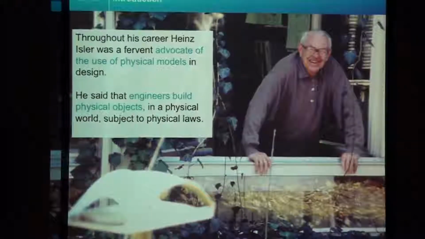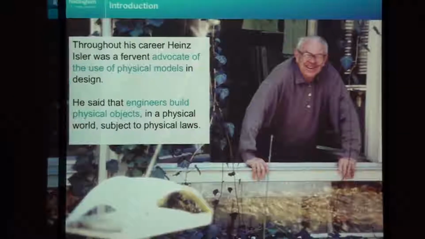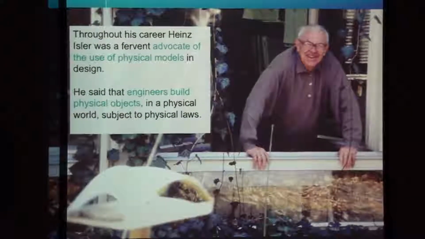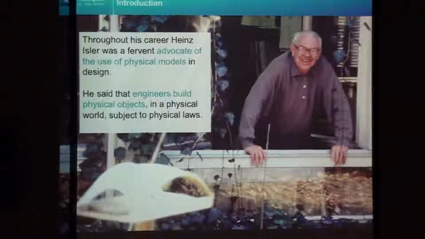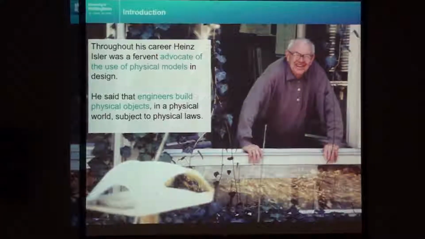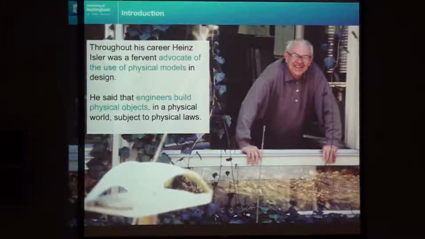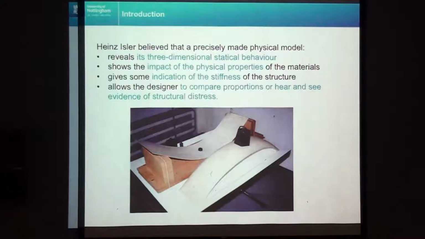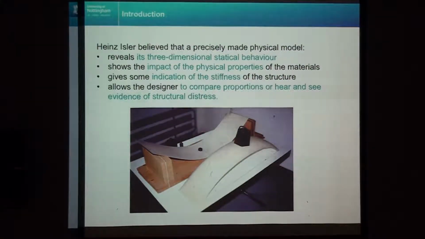Throughout his career, Heinz Isler was a fervent advocate of the use of physical models. He really thought physical models were extremely important. And the reason for that is, he said, engineers actually build physical three-dimensional objects. We don't build two-dimensional flat drawings, we build three-dimensional objects. And those are subject to the laws of physics. So the best way to prove those is to build a physical model. And again, we've seen this photograph. I think it may have been my photograph originally.